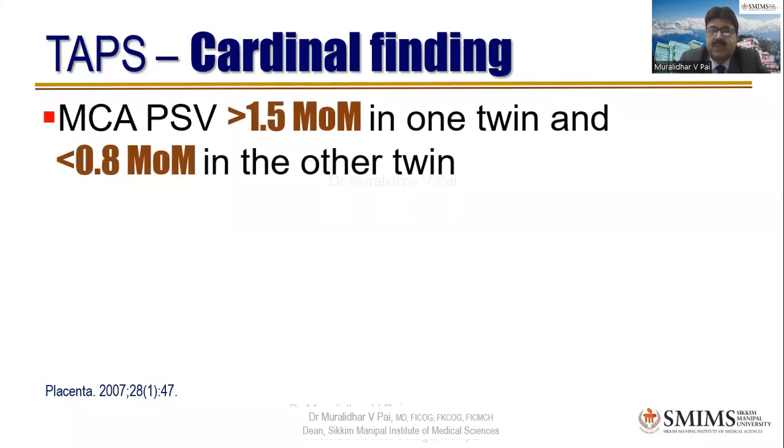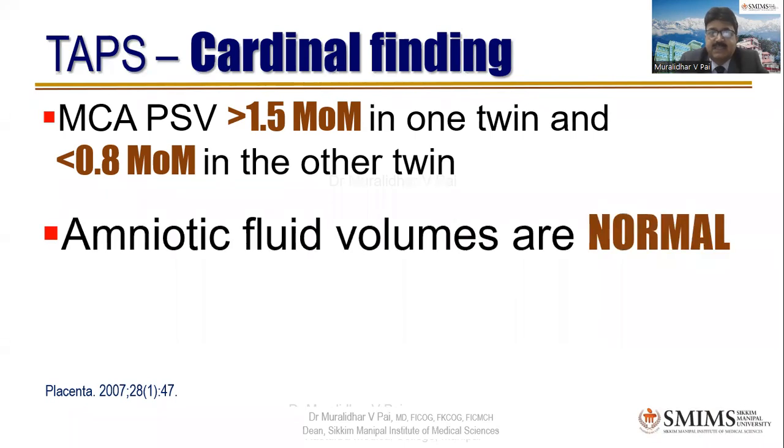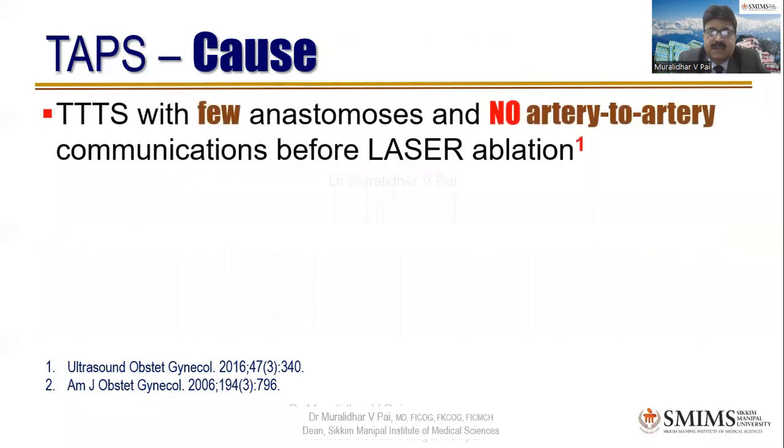MCA PSV is more than 1.5 MoM in one twin, which is typical of anemia, and less than 0.8 MoM in the other twin. There's a huge difference, as you can see. Amniotic fluid volumes are normal. That is very, very important to understand. There is no oligo-polyhydramnios sequence here. It's just the difference between two fetuses as far as the MCA PSV. One is 8 and the other one is almost double. What's the cause? As I already told you, TTTS with few anastomoses and no artery-to-artery communications before laser ablation.